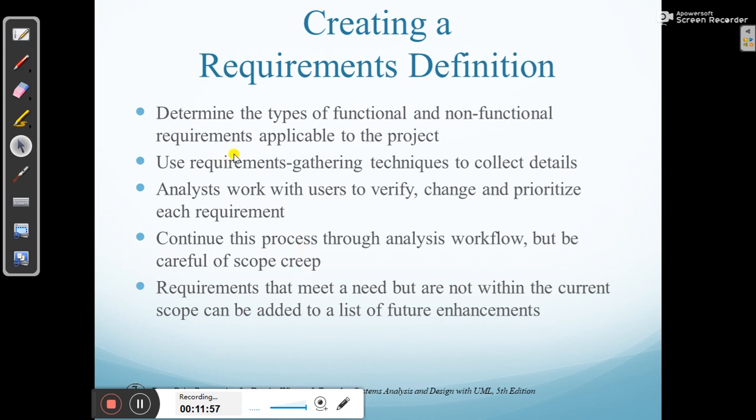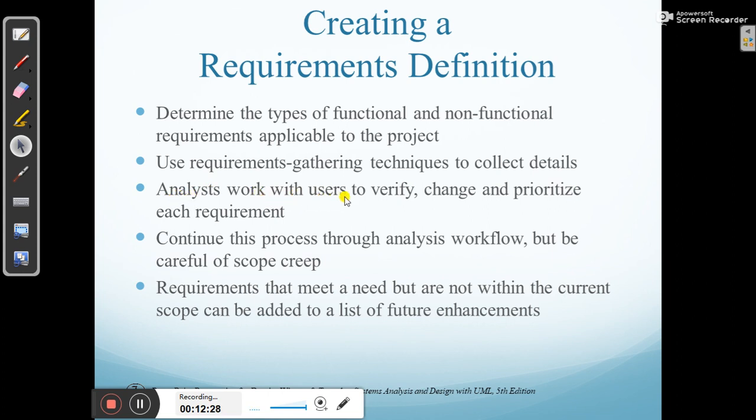So first you need to determine the types of functional and non-functional requirements that are applicable to your own project. You need to determine those things first. Then use requirement gathering techniques to collect details. Here requirements gathering also means fact gathering techniques to collect details. The fact gathering techniques we have discussed previously. So you need to use those techniques to collect details.